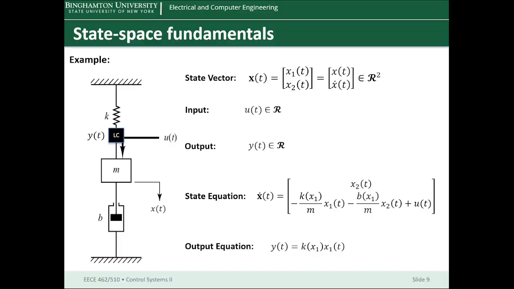We define the state vector as the position and velocity of the mass. Concatenating these two variables gives our state vector. The excitation force is the input, and the load cell measurement is the output. Based on these three elements of the state space, we write the state equation and output equation for the system.